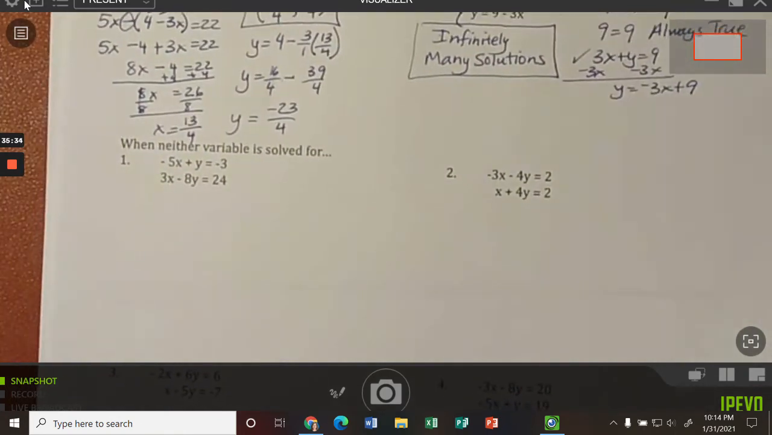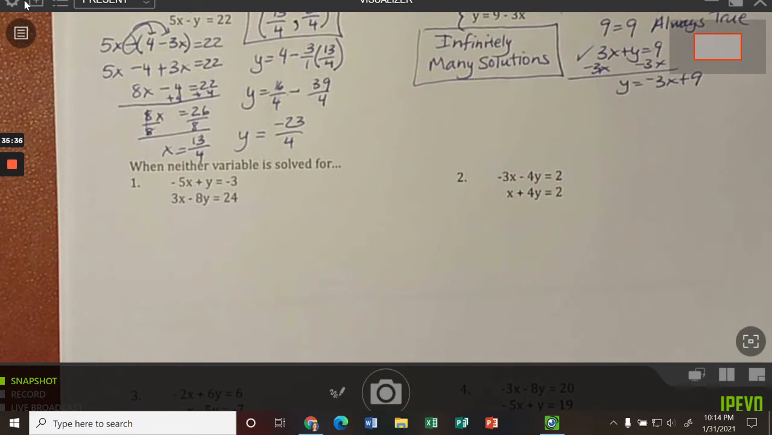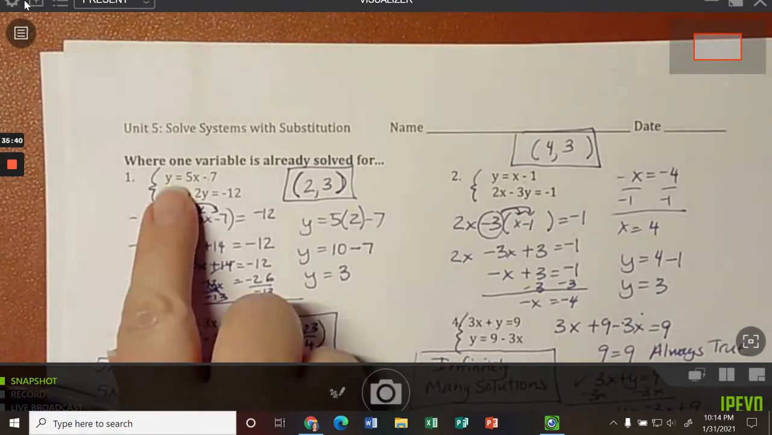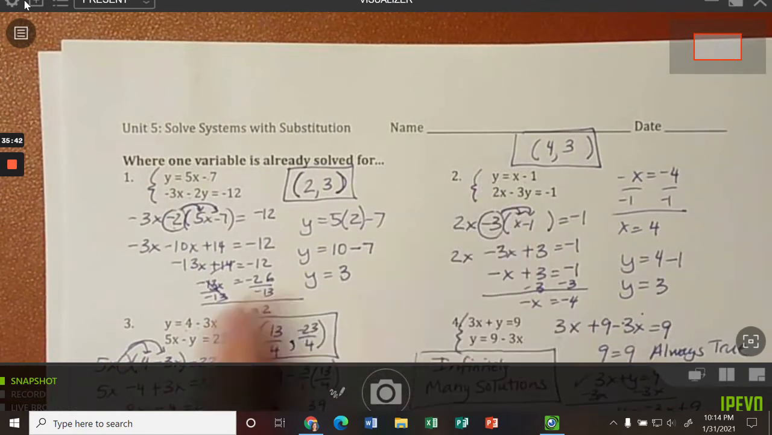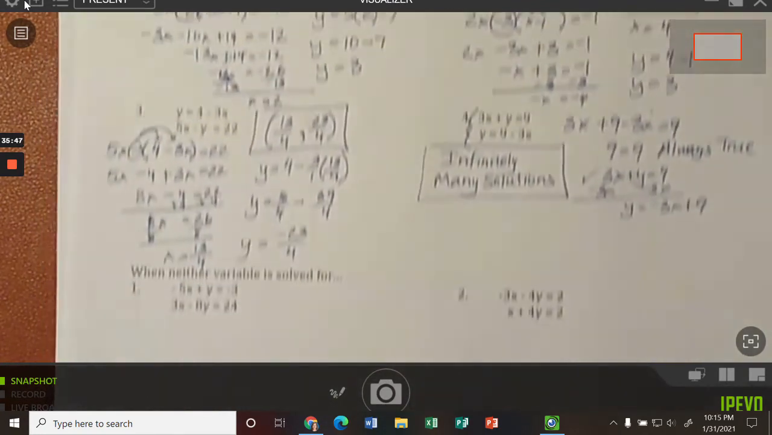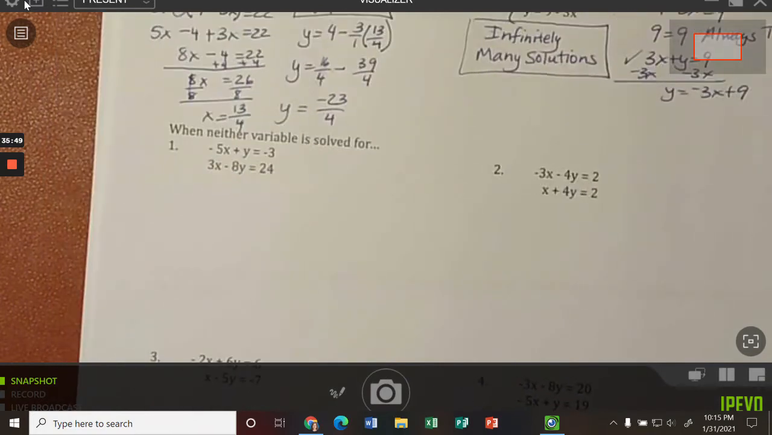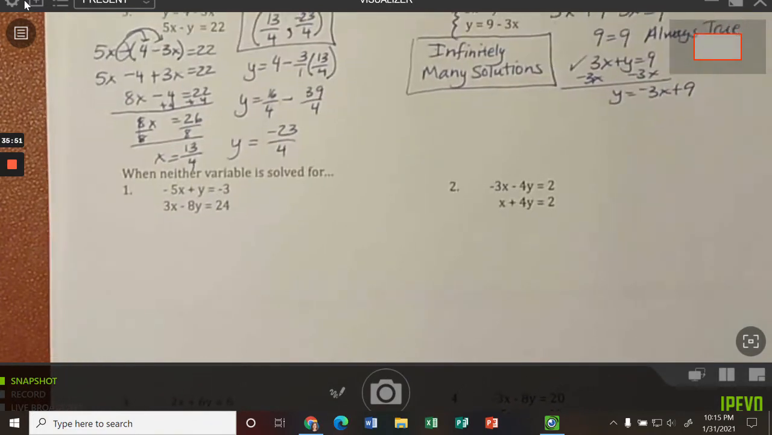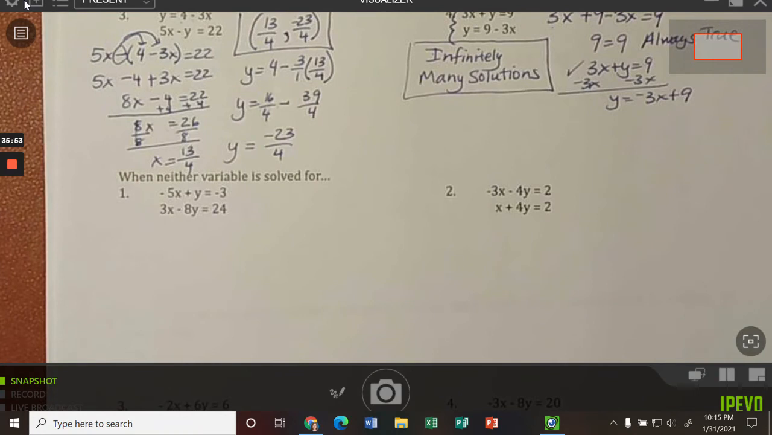All right, so now we're going to look at some examples where neither variable is solved for. So these were really great because here the y was isolated, this y was isolated, this y. So actually they didn't isolate any x values for us, but it was really helpful to have one of the variables already isolated. So these next few problems, they do not give us that little head start. So we are going to have to isolate our own variable.